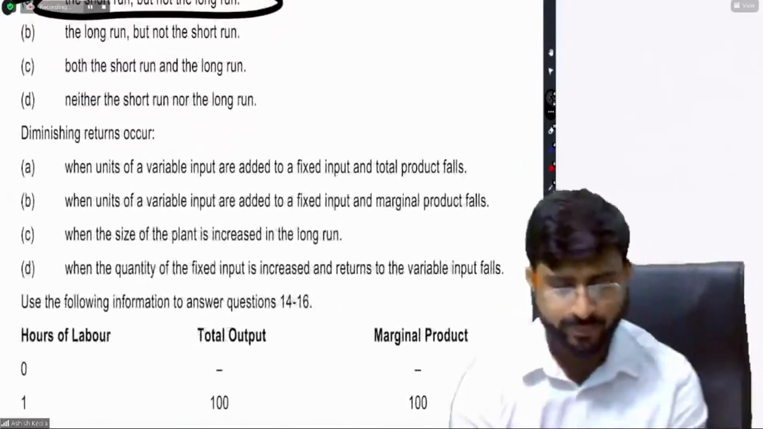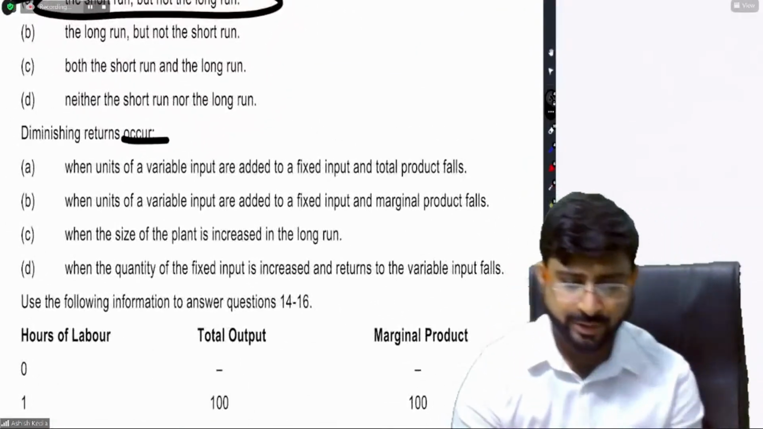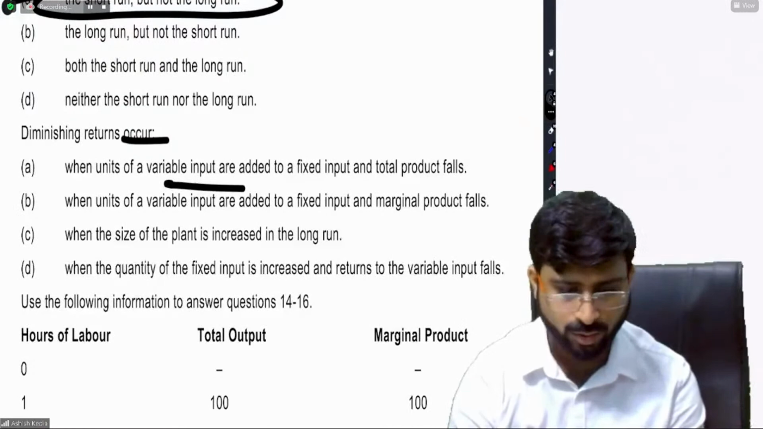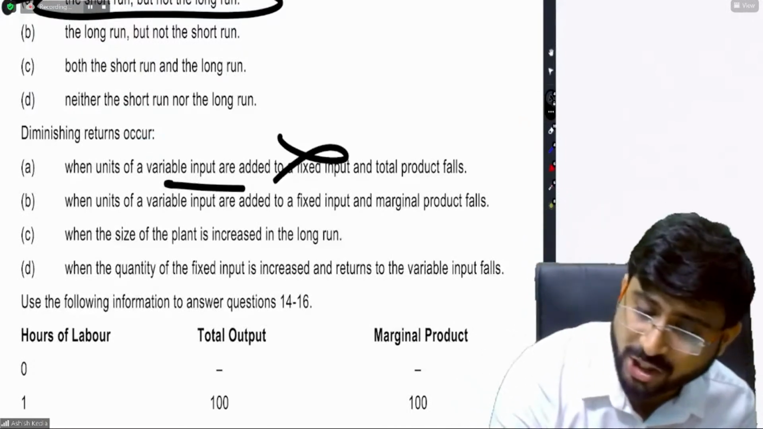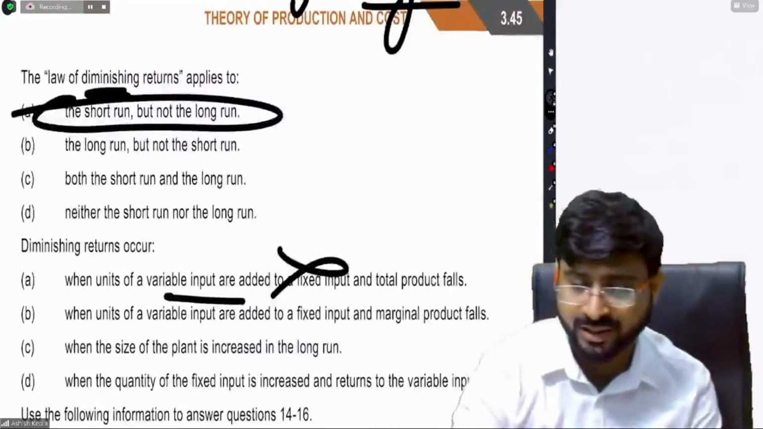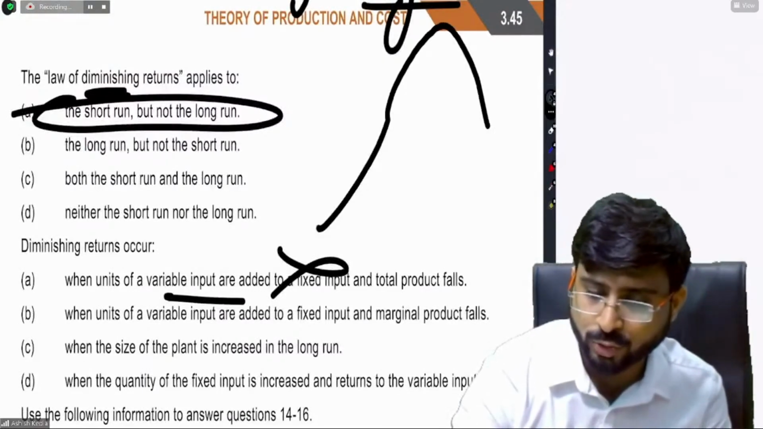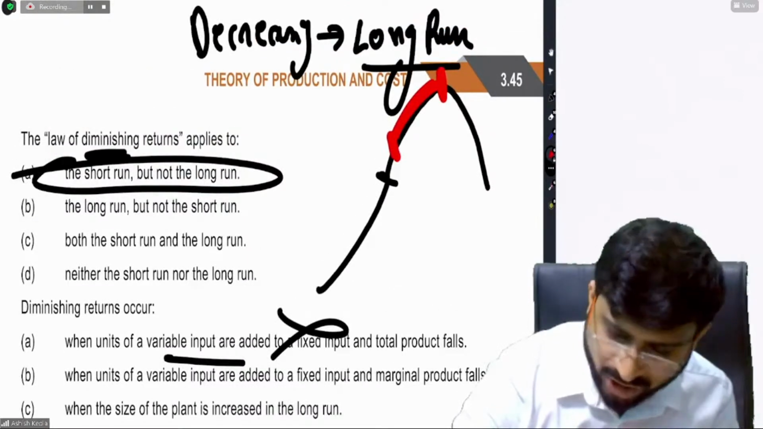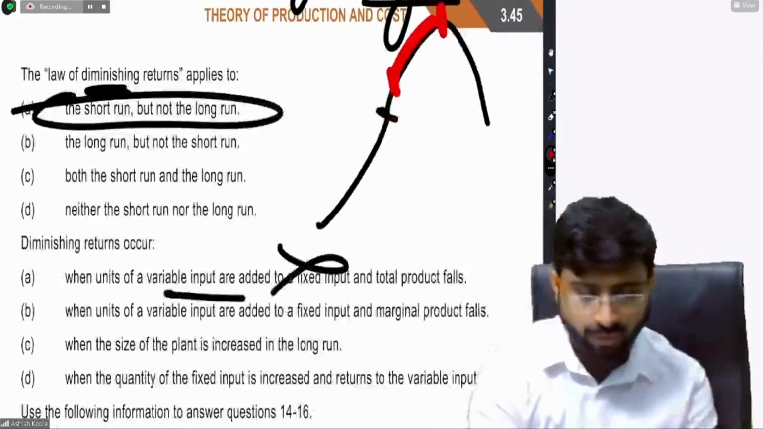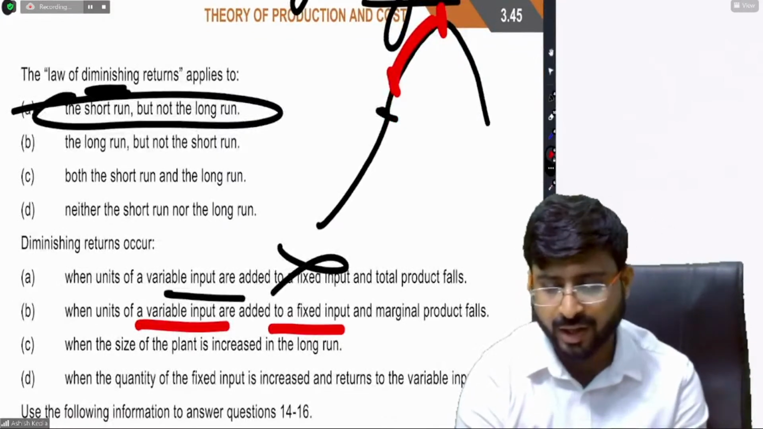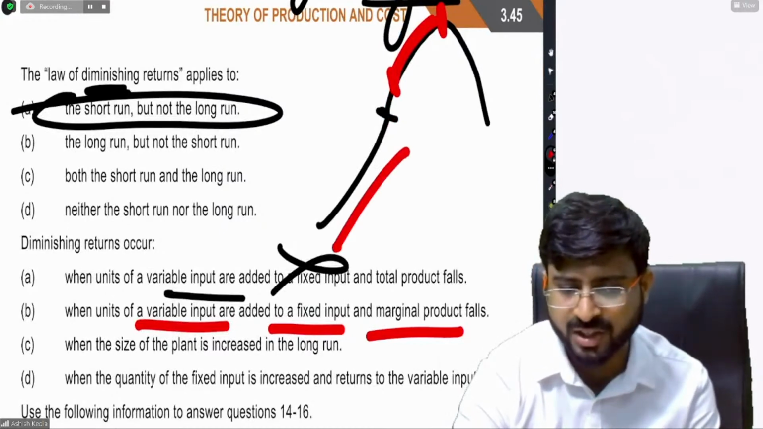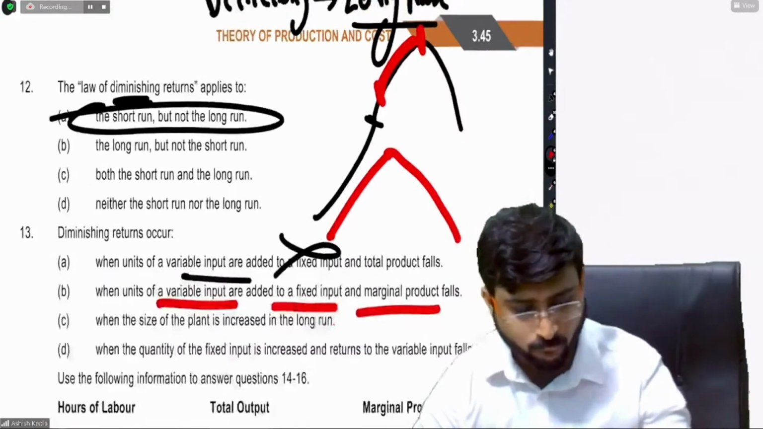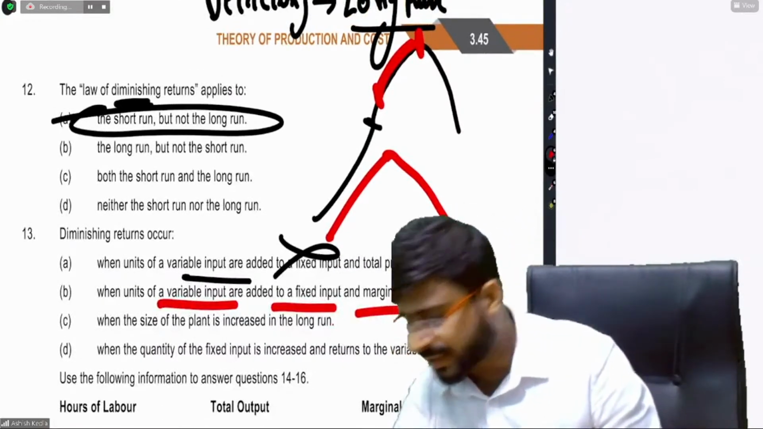13, let's see. Diminishing return occurs when units of a variable input are added to a fixed input and TP falls. No. In diminishing returns, TP is rising but slowly. Remember this diagram. So see, some part of this phase is diminishing returns. So is TP falling? No, TP is rising. When units of variable factor are added to fixed unit and MP falls, yes, MP achieves its maximum and falls. That's correct. There is no doubt there. So this seems to be the correct answer. 13B is the correct answer.